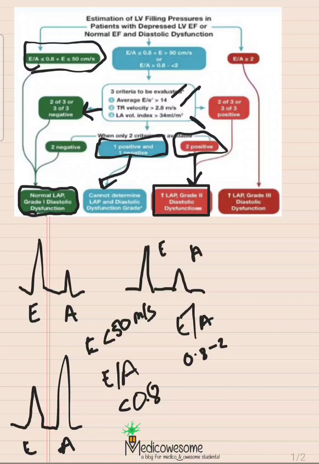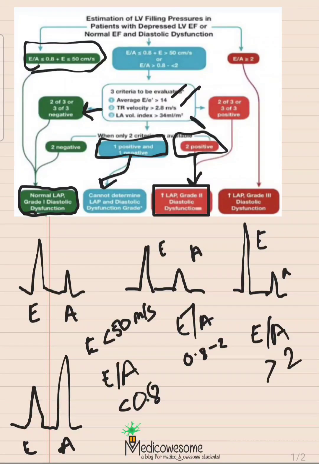And then as time goes by, LV filling pressures are so elevated that you have a steep slope with the E wave and a small A wave. The A wave is the atrial contraction, still not really good. And so if the E over A ratio is greater than 2, that means that you have grade 3 diastolic dysfunction with elevated left atrial pressures. That's all. Hope that helps.